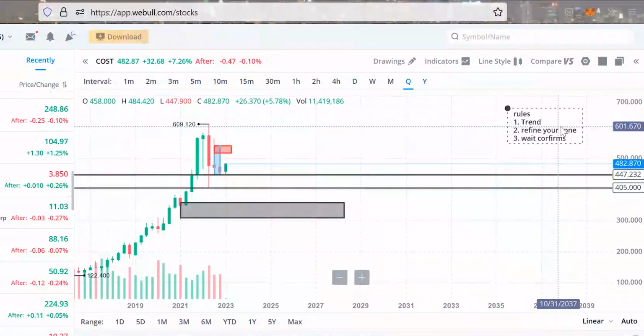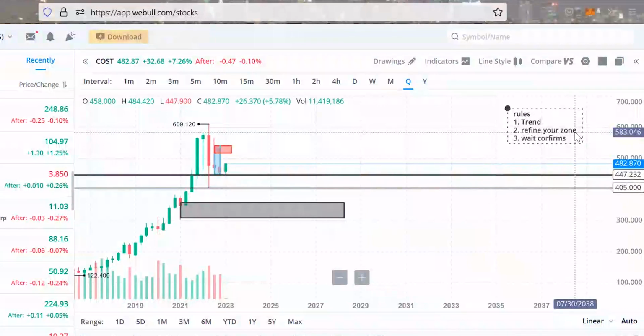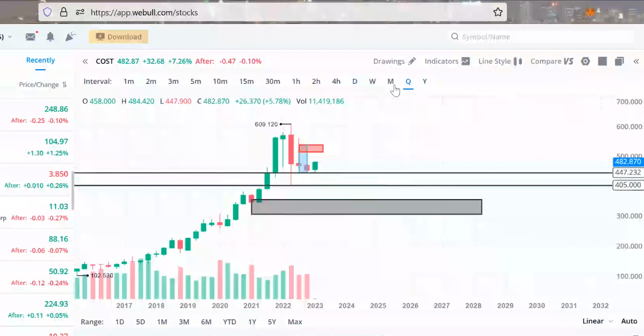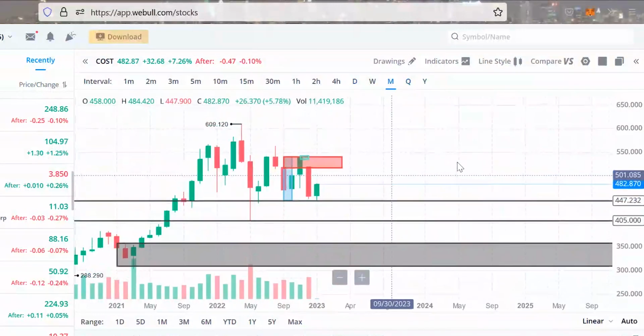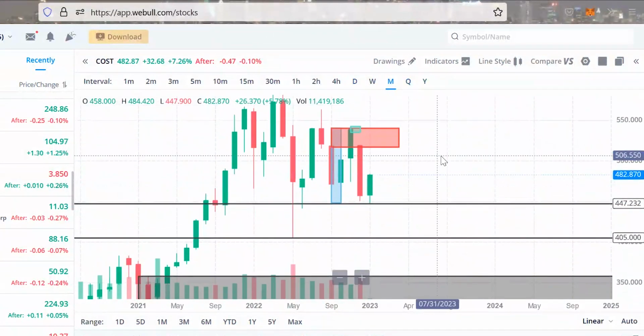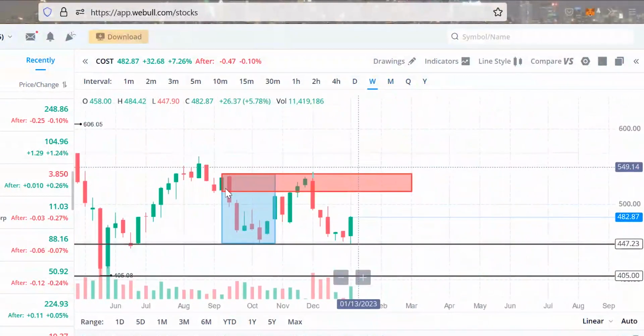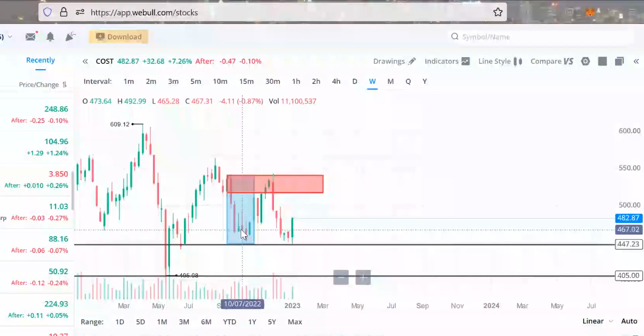Number one is you find the trend overall, right? Once you have that trend, you refine your zone. Once you have that refinement of your zone, you wait for your confirm via Wyckoff. So what happened here is that I was looking at this in the monthly time frame, right? I believe it was in the weekly, excuse me. And I have a displacement around this area. So what does that mean?